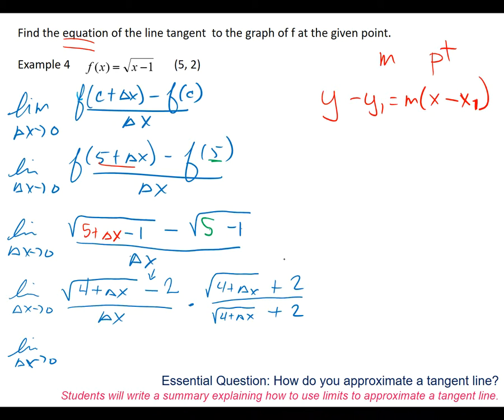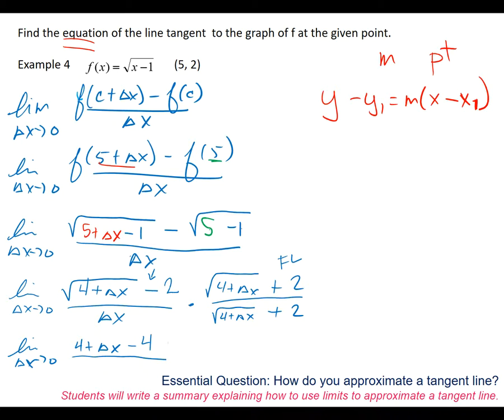Okay, do I have to do all of FOIL? What do I do? First and last only. Good. So we've got the square root times the square root. I just get 4 plus delta x. It's a square root times itself. For my lasts, I get negative 2 times positive 2, which is negative 4.